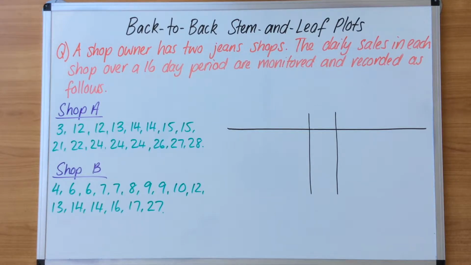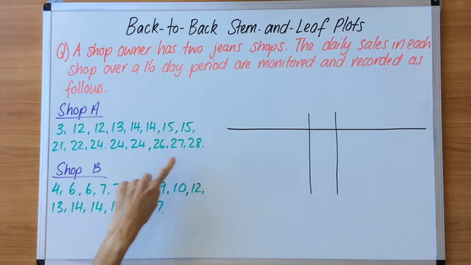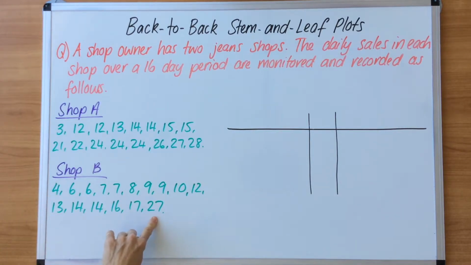Let's take a look at this question. It says a shop owner has 2 jeans shops. The daily sales in each shop over a 16-day period are monitored and recorded as follows. You can see we have shop A and shop B, and there are 16 numbers in each set of data because it's a 16-day period. The numbers have been placed in ascending order from smallest to biggest, which you can see here. Shop A's lowest sales day was 3 pairs of jeans sold, and their highest was 28. Shop B's lowest sales day of jeans sold was 4, and their highest was 27.